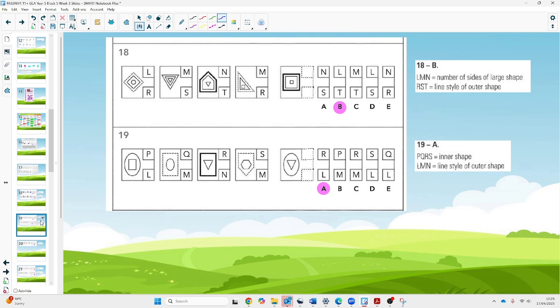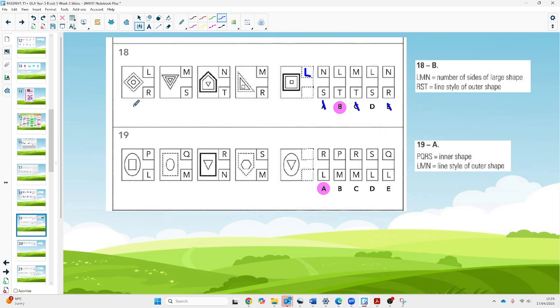Question 18. L, M and N, so what do they represent? Well, that's the number of sides of the large shape. So we've got 4, 3, 5 and 3. Ours require 4, so we know we need an L at the top. So again, we could cross out the ones that weren't L's.